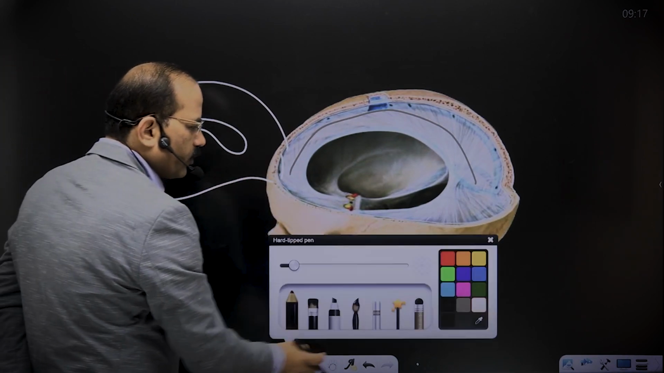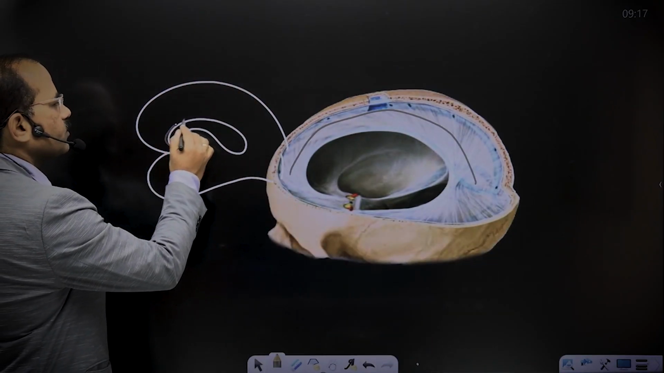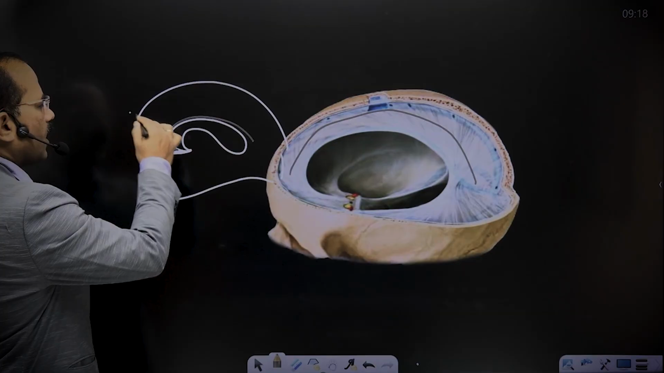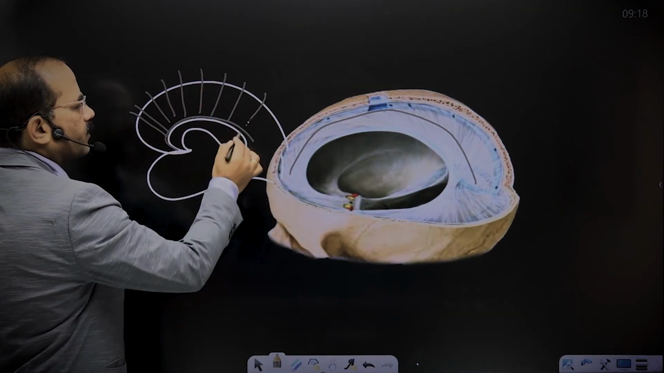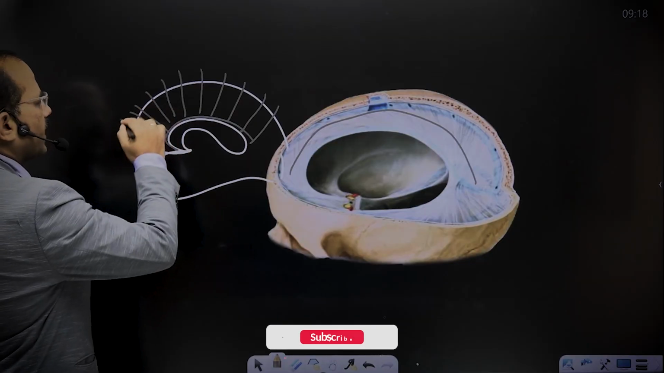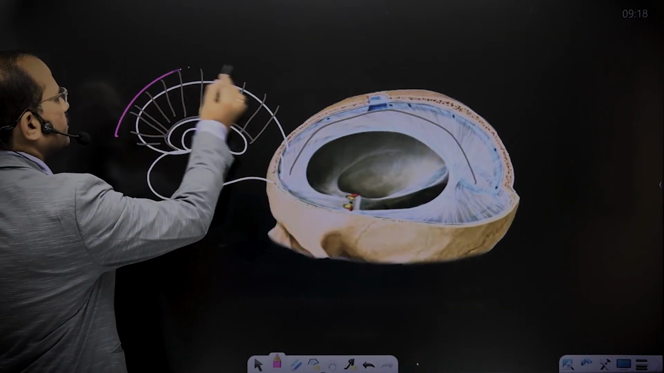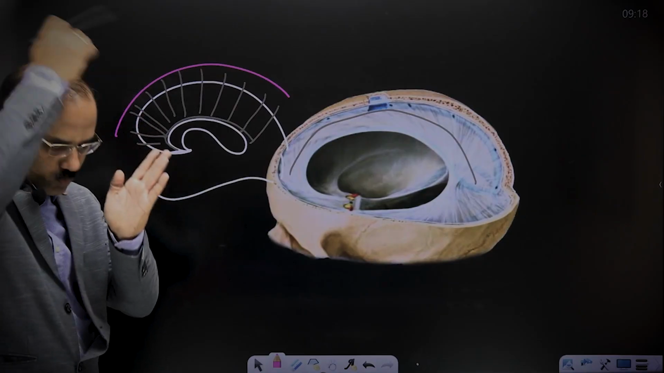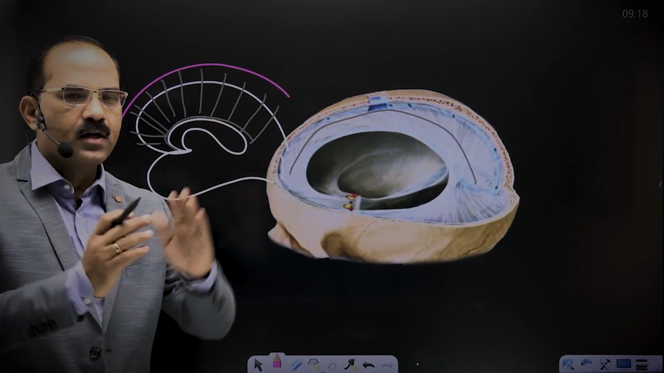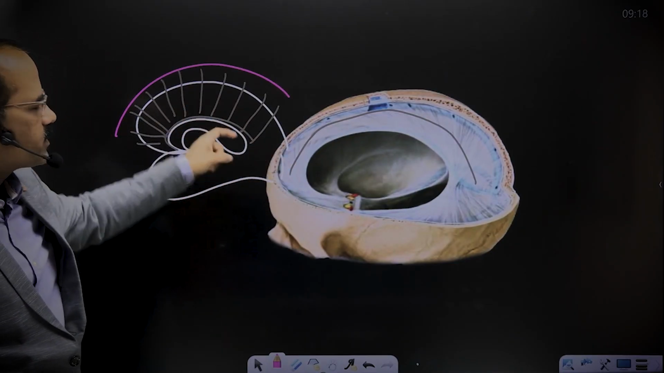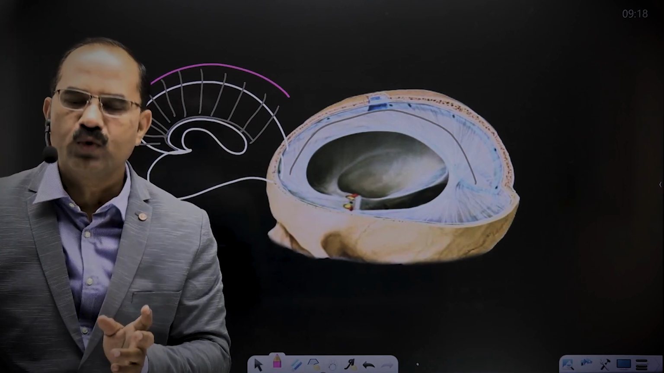Now, this fold of dura mater is attached. The lower border of this fold is attached to the corpus callosum. The upper margin, okay, so this is the fold, this is the falx cerebri. The upper part of this fold is attached to the skull. It splits here and it is attached to the sagittal suture of the skull. So this fold of dura mater, on the lower side, is attached to the corpus callosum. On the upper side, it splits and is attached to the sagittal suture of the skull.